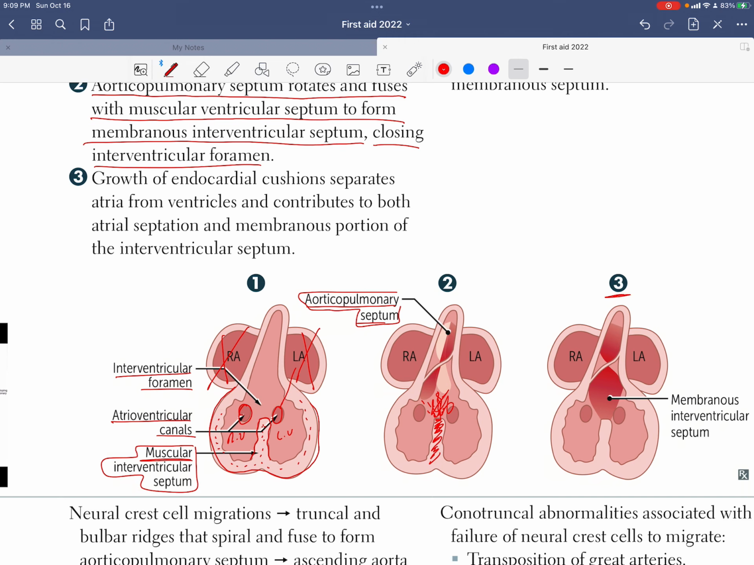So it's basically closing the interventricular foramen, which we know lies over here. So this is the foramen. It's going to be closed soon. That's in step 3, we're going to see.